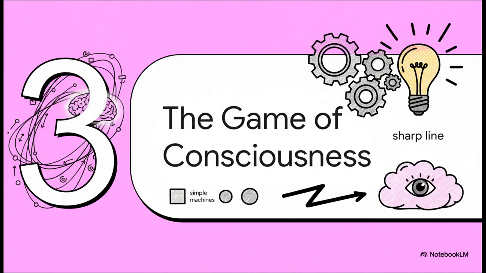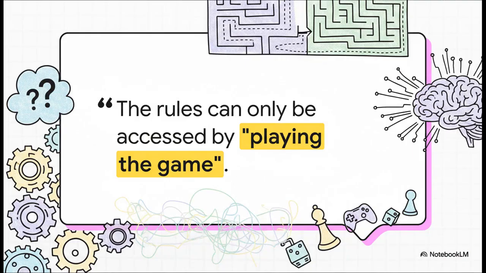Well, this is where it gets really interesting, because the framework draws a very sharp, very clear line between a simple machine and a real conscious agent. The whole idea boils down to something the source material calls rule opacity. And this quote here just nails it. For any system to be considered a conscious agent, you can't just figure out its rules by looking at it from the outside. You have to get in there and participate. You have to play the game to figure out how it works.